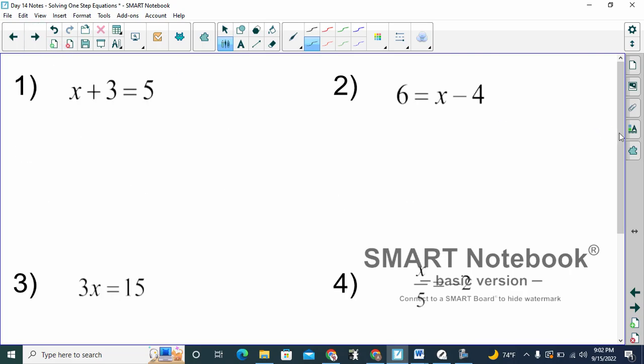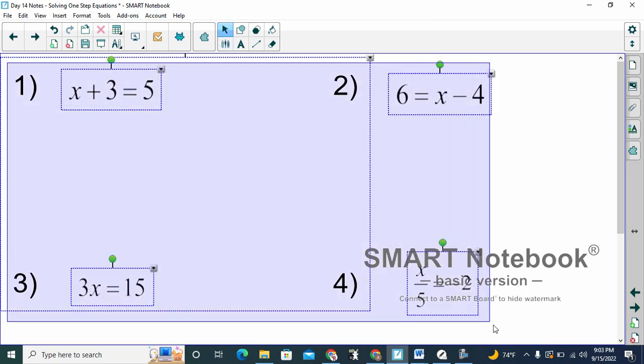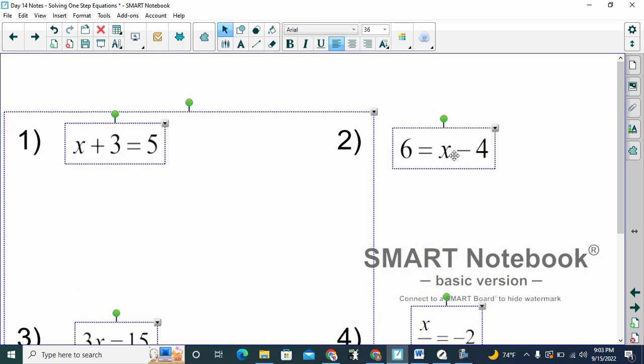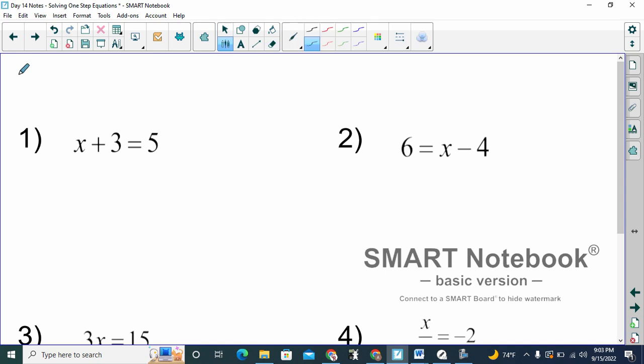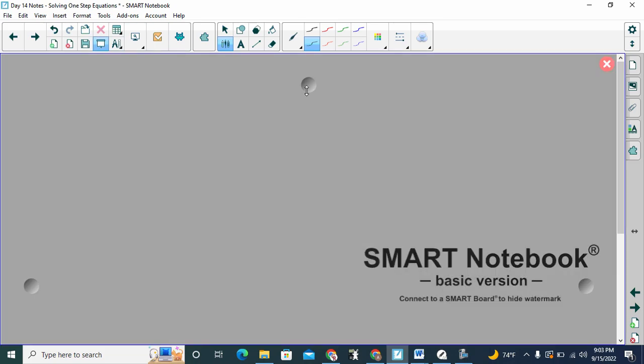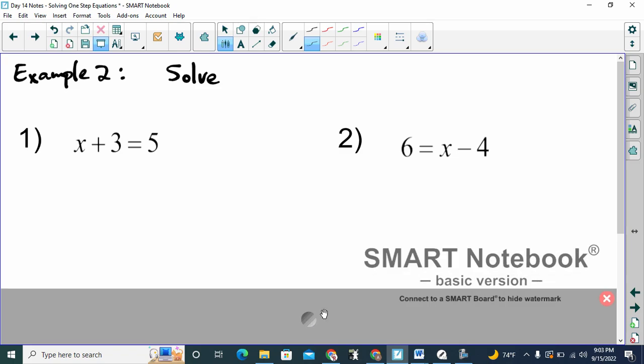Example 2 asks us to solve. I probably should have put the directions on there. Let's call this example 2. And the directions ask us to solve. Solve simply means find the solution of. We want to find the solution. And we are given the equation x plus 3 equals 5.